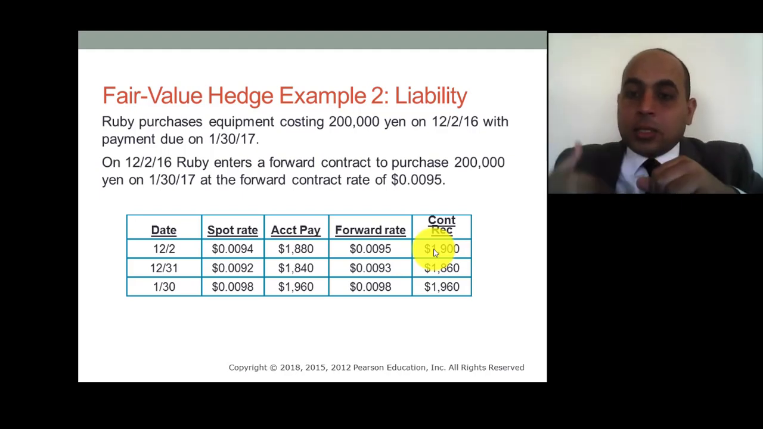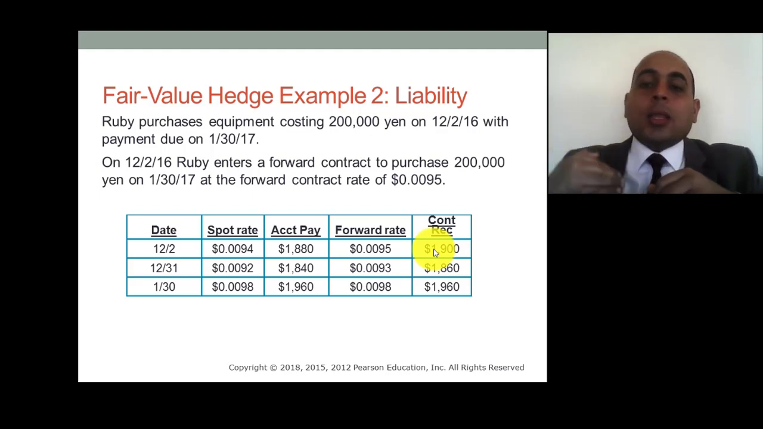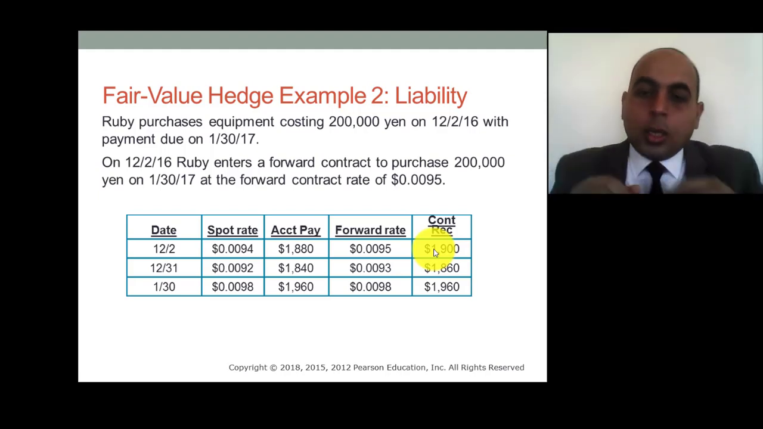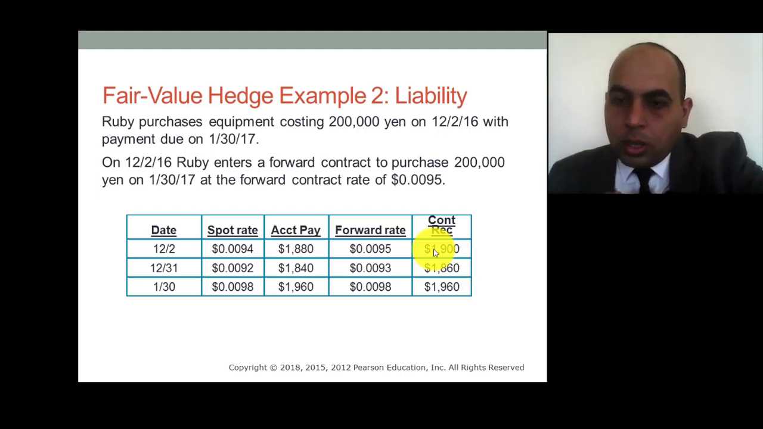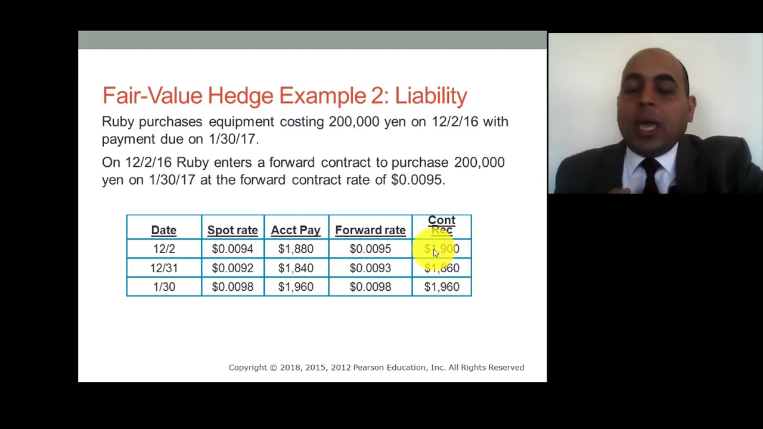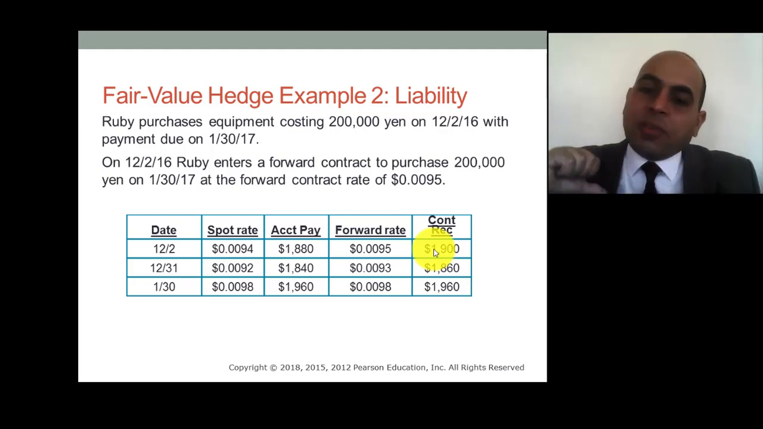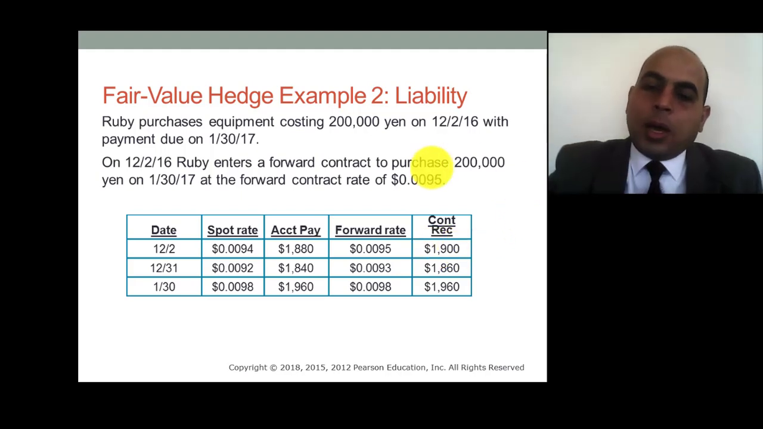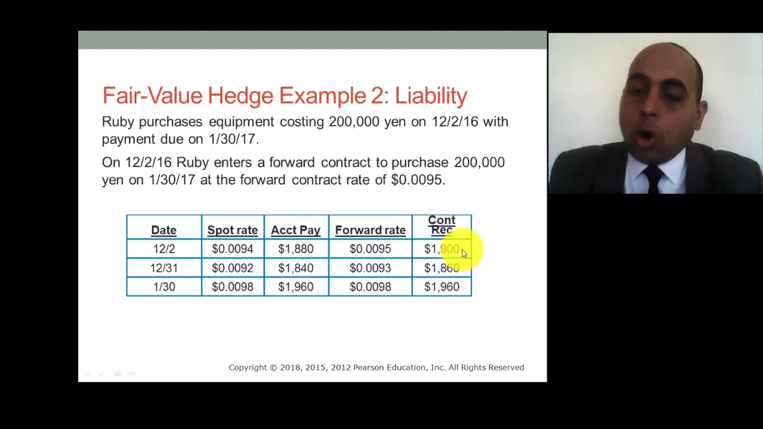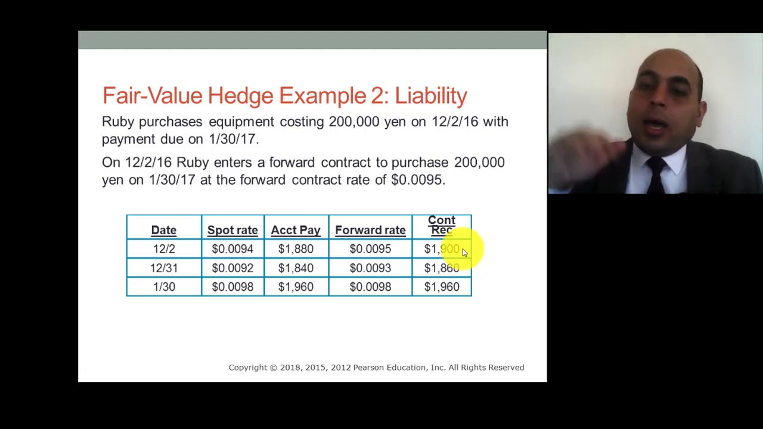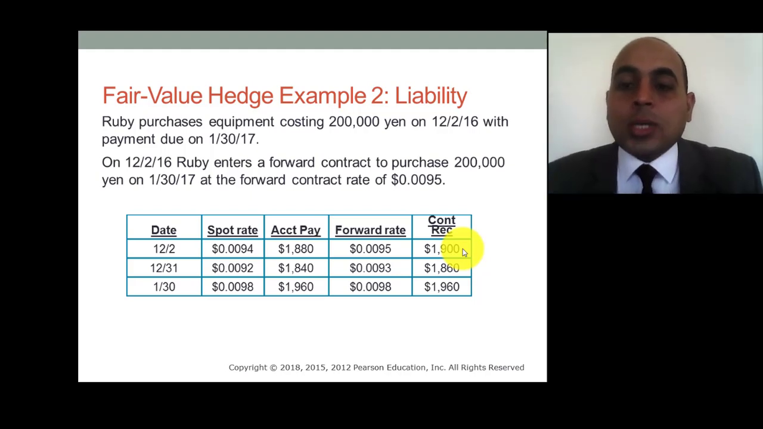On the other hand, we will receive 200,000 yen. Be careful. We entered into this forward contract to pay a fixed amount, which is 1,900. It means we have a payable of 1,900. On the other hand, we have a receivable, because the counterparty will pay us 200,000 yen.